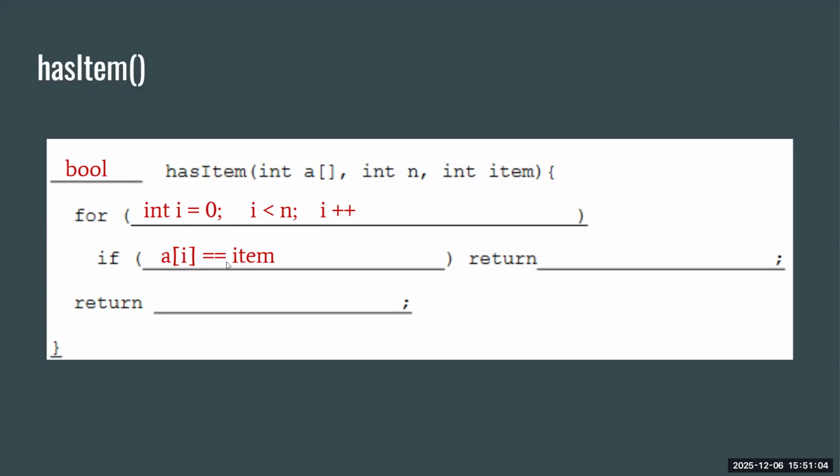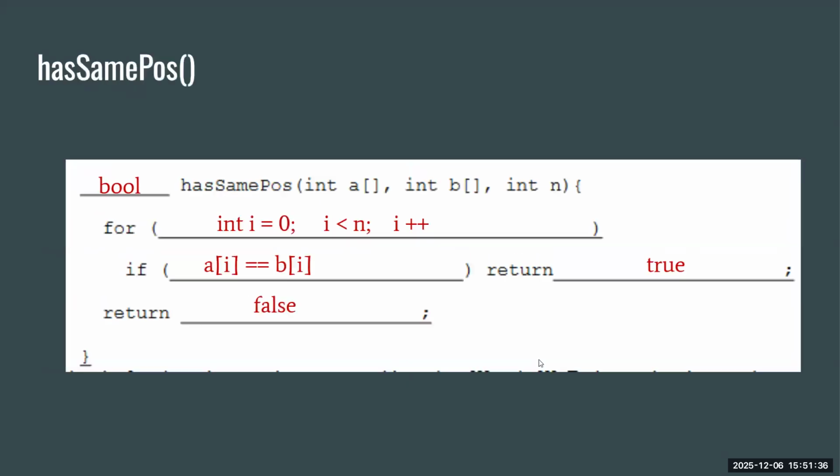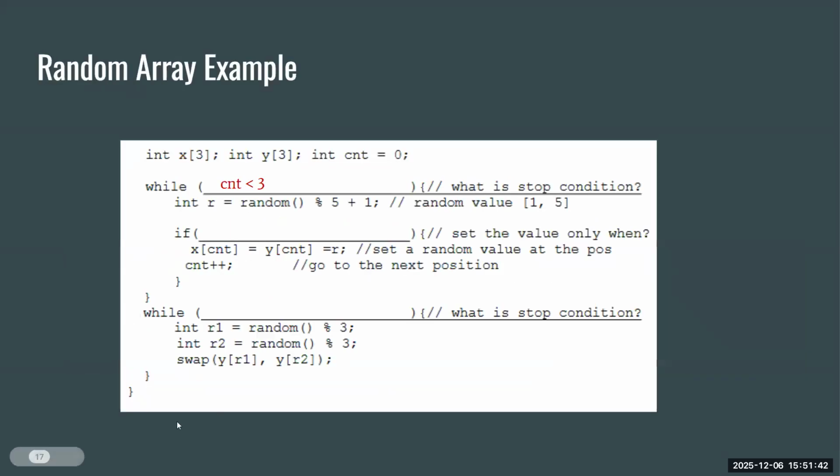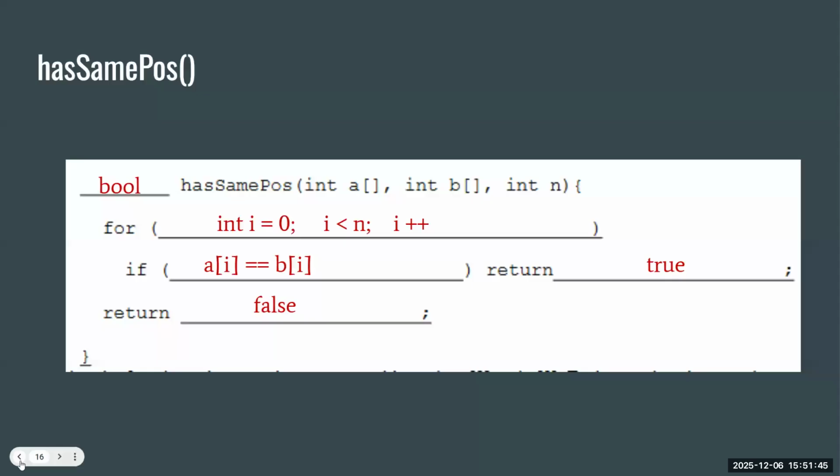And then, if this is true, then we found the item, so we want to return true. And we don't need an else statement here, because if it returns true, then we have returned from the function and nothing below it gets executed. But if this if statement doesn't get executed, it's going to go to the next lines of code after the if statement. So the last line is return false.